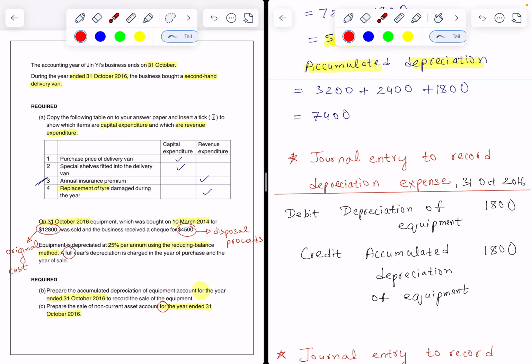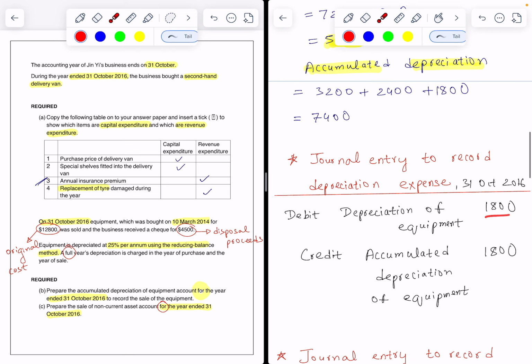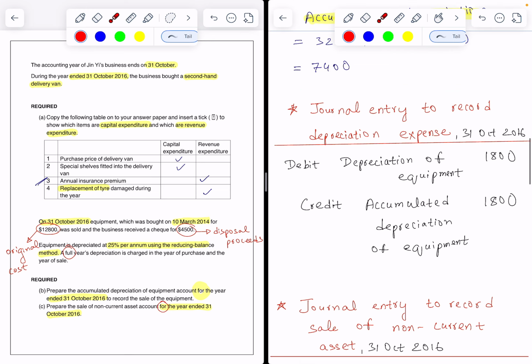We debit the expense account, which is the depreciation of equipment account, by $1,800, and we credit the accumulated depreciation of equipment account by $1,800. Because we have an increase in expense, all expenses, whenever they increase, are debited. So we are debiting depreciation of equipment, which is an expense account in itself, by $1,800. And then we credit the accumulated depreciation of equipment account by $1,800. This $1,800 is specific to year 3, or basically the depreciation which we have derived for year 3 only, okay?